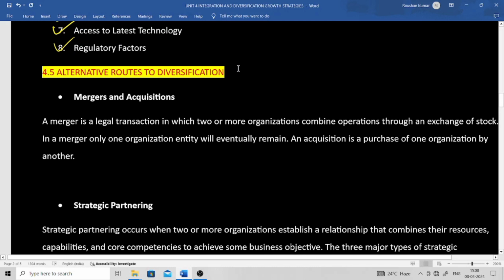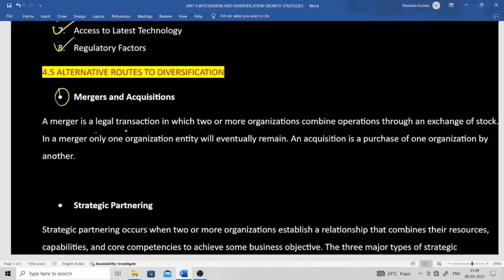Now here you have alternative routes to diversification. The first one is mergers and acquisition. A merger is a legal transaction in which two or more organizations combine operations through an exchange of stock. In a merger, only one organization entity will eventually remain.